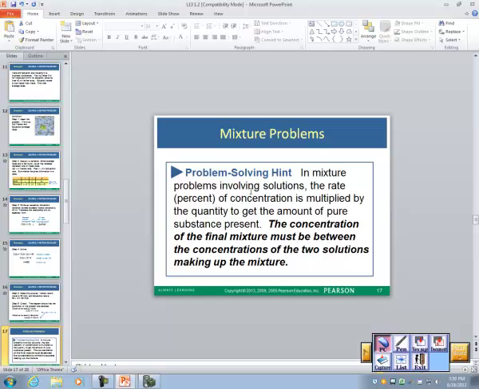In a mixture problem involving solutions, the rate percent of a concentration is multiplied by the quantity to get the amount of pure substance. So we're looking at a percentage times, usually, liters. And the final mixture is the combination of the two solutions. Think of it like you have one solution in one container, another solution in another container, and you pour the two into a third container, and you get a different percentage, a different strength of the solution.